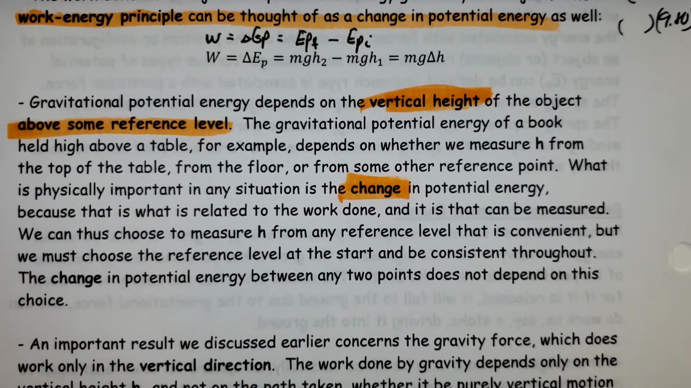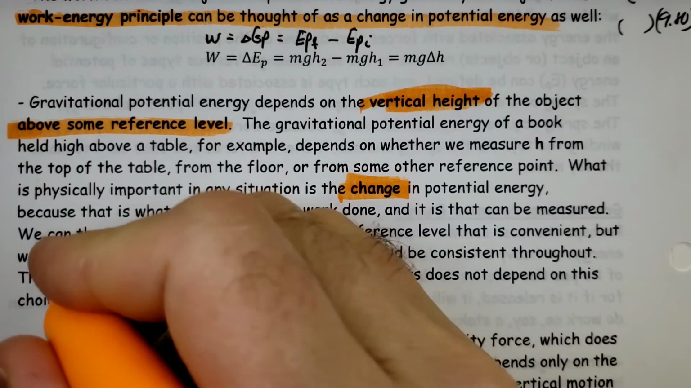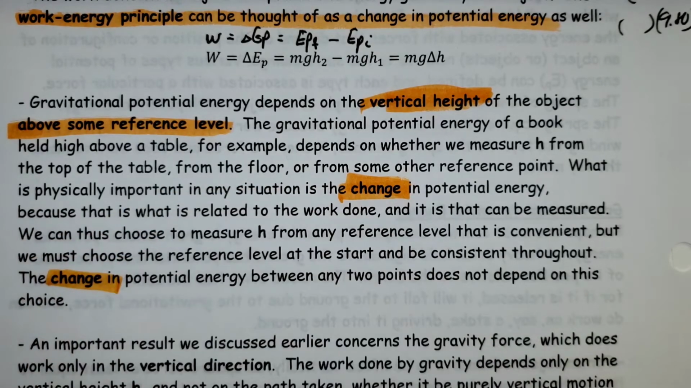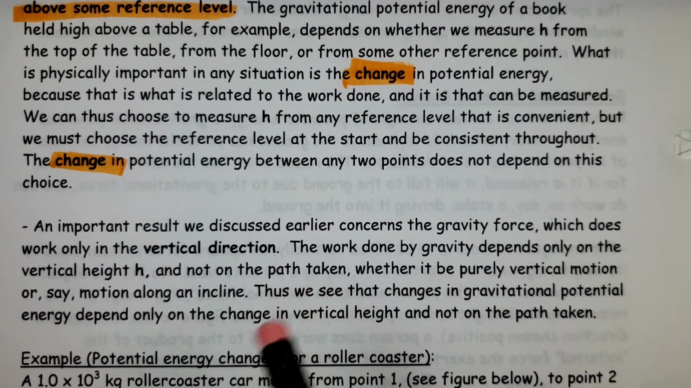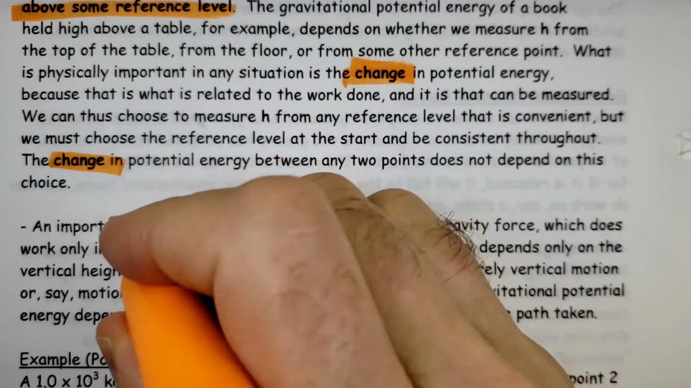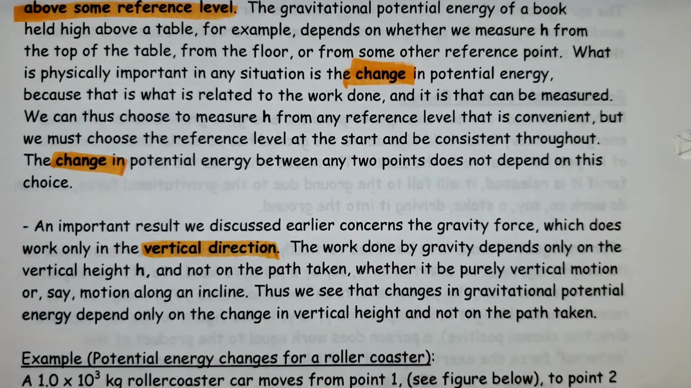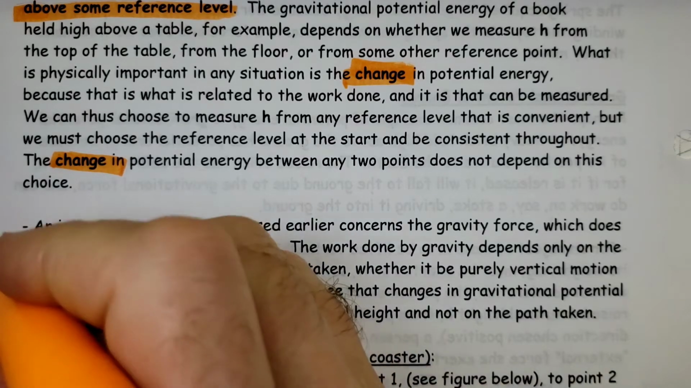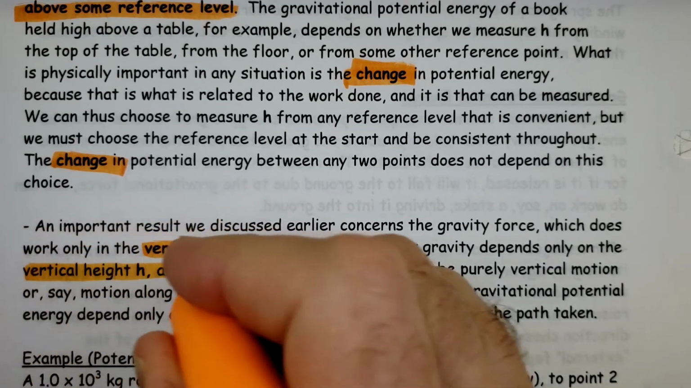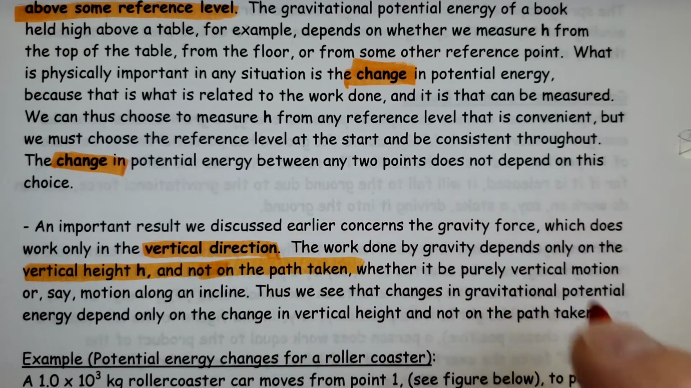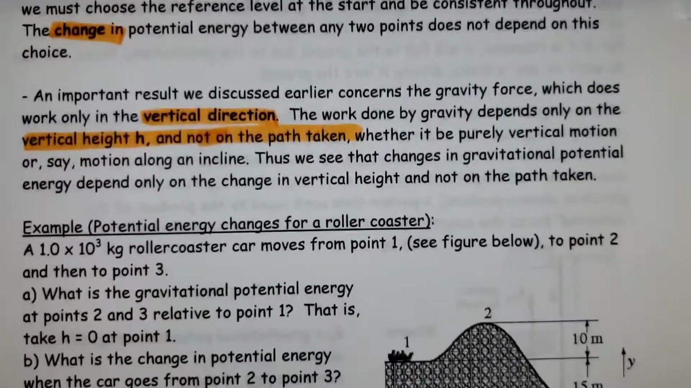So you have to choose a reference point and then calculate the change between the two areas. Okay? An important result we discussed earlier concerns the gravity force, which does work only in the vertical direction. So lifting something up or dropping it. The work done by gravity depends only on the vertical height and not on the path taken. I should likely highlight that too. So from initial to final and not necessarily on the path that was taken there. And we'll see that in this example here at the bottom.